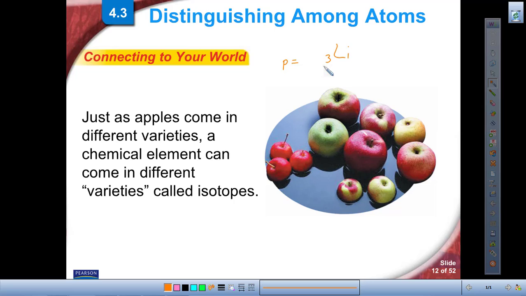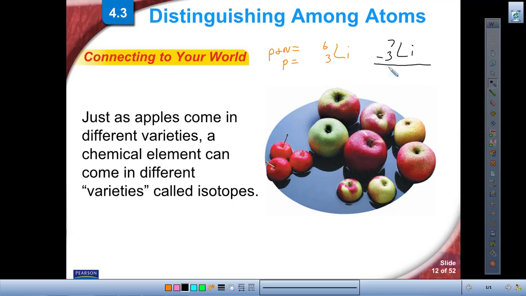But what I can change, what does come in different varieties, is the mass number. And the mass number is protons and neutrons. So again, this element has 3 protons and 3 neutrons, and I figured that out by subtracting. So with isotopes, it might come in a different mass number. I could have a different variety, and my mass number would change.